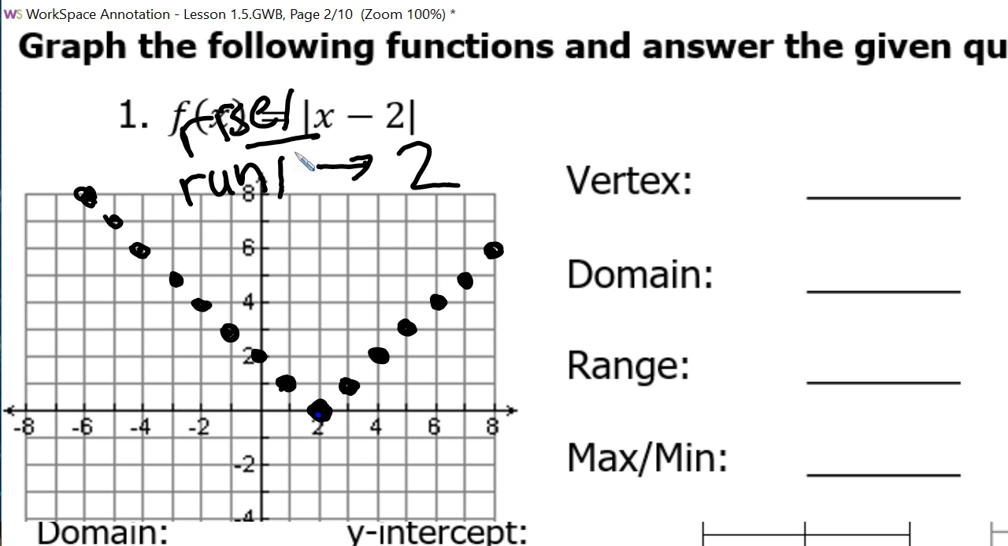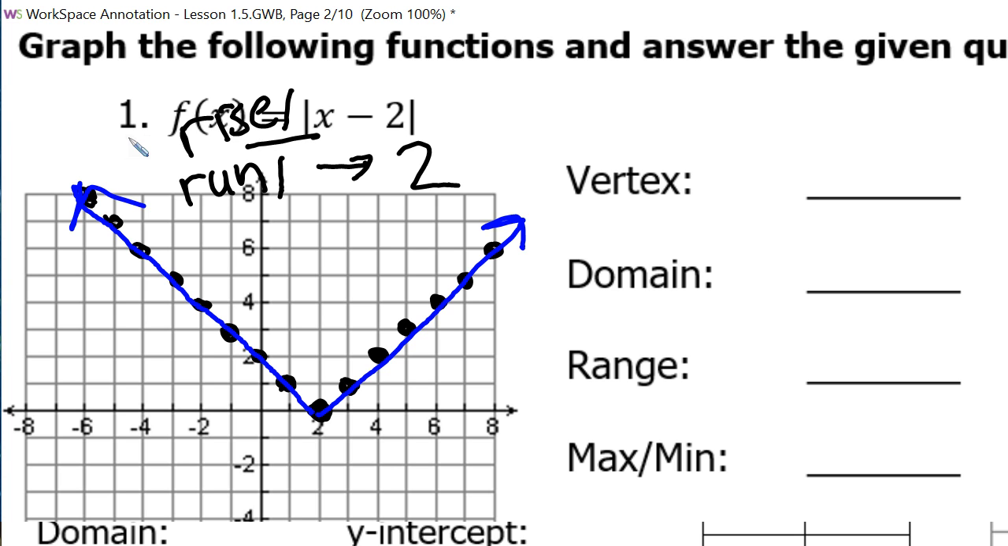Make sure you show every single point. Don't just eyeball and say, here it is. You need to have every single point that I have on the screen. So I know it's tedious, but you need to show every single one of those points. And make sure you put the arrow so it keeps going up.